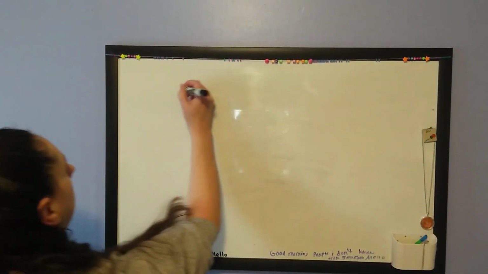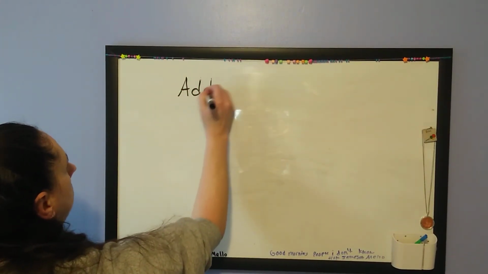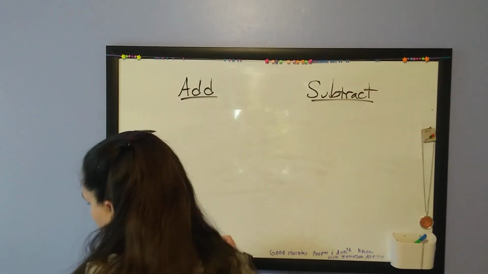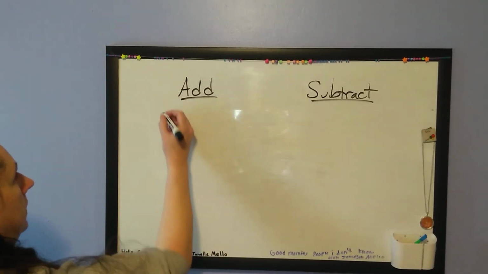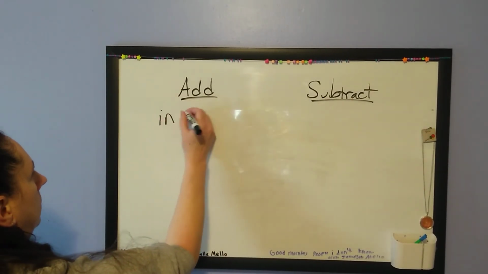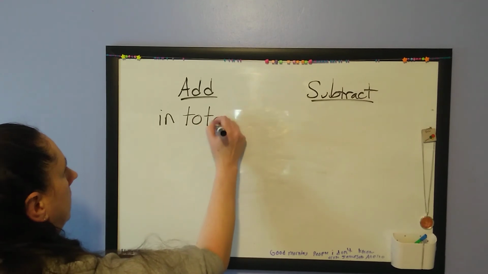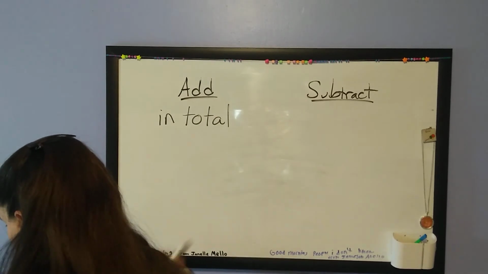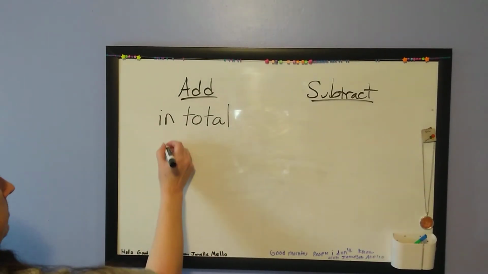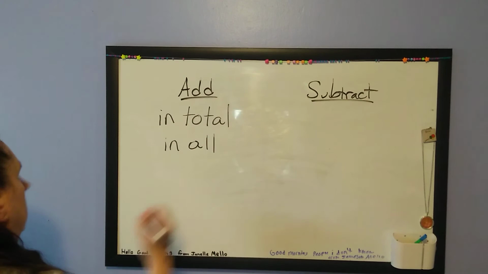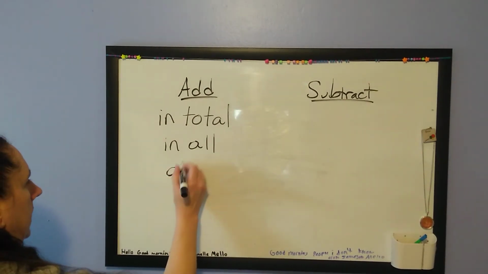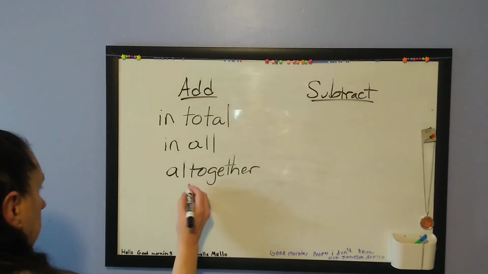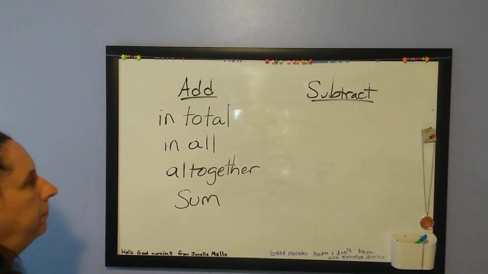Okay? So if you're wondering if you should add those fractions or to subtract those fractions, look for some of your keywords. For instance, adding, they might ask you in total. What is the total that they have? They want you to add those. They might say in all. They might say all together. And they might even write the word sum.